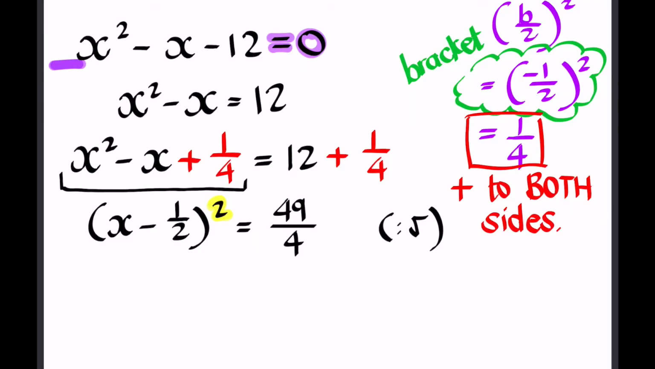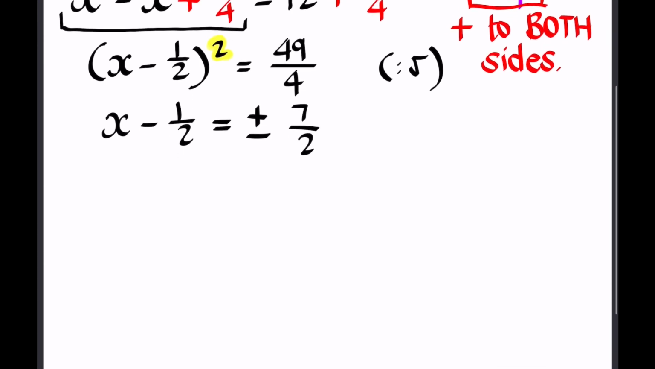You cannot forget your plus minus. So when I square root that entire bracket of x minus a half squared, I'm left with x minus a half equal to, now I'm square rooting the other side, which means that I have a plus minus, so it gives me two answers, a positive answer and a negative answer. The square root of 49 over 4, 49 is a perfect square, square root of 49 is 7, over square root of 4 is 2.